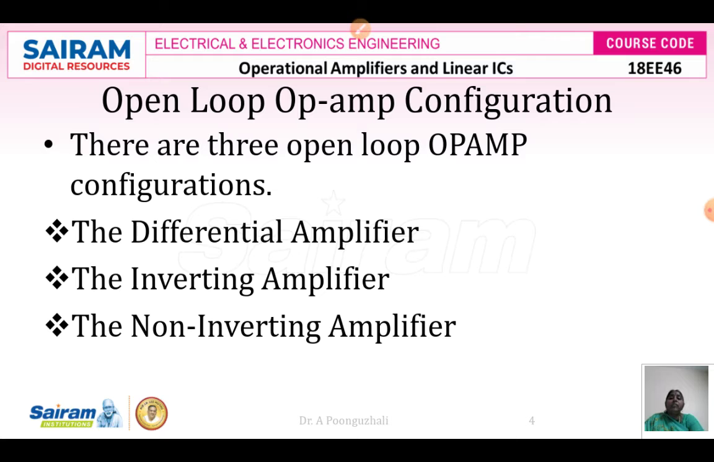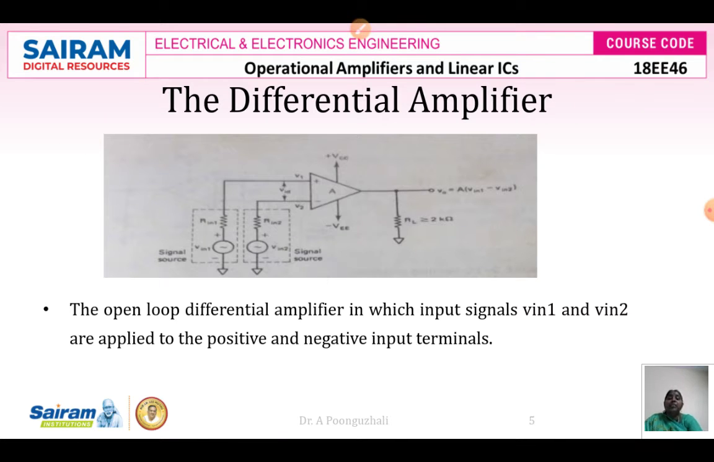Whatever input I give, based on that input my circuit is going to react and I am going to get the output. So here in your op-amp we have 3 types of open loop configuration. One is the differential amplifier, the other is the inverting amplifier, and the third is the non-inverting amplifier. First we will see the differential amplifier. In a differential amplifier, here I am going to have your circuit.